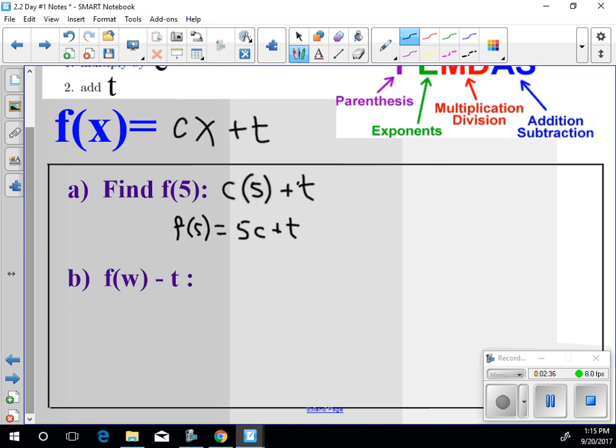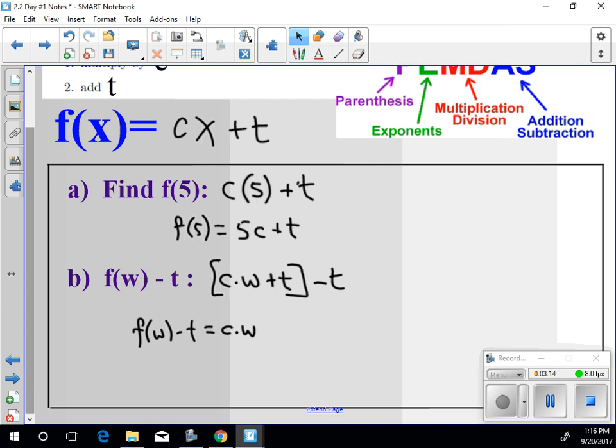Well, if I plug in w and I take f of w and then I subtract t, f of w would be c times w plus t. That's f of w. And then I subtract t. So if I simplify that and get f of w minus t in simplest form, what would that equal? CW, yeah. Isn't that a TV station? Funny. No. What is it? Oh, 45. Is that it? I said 20. So what am I thinking about? Okay. All right. So generically simplifying function notation. Sweet.